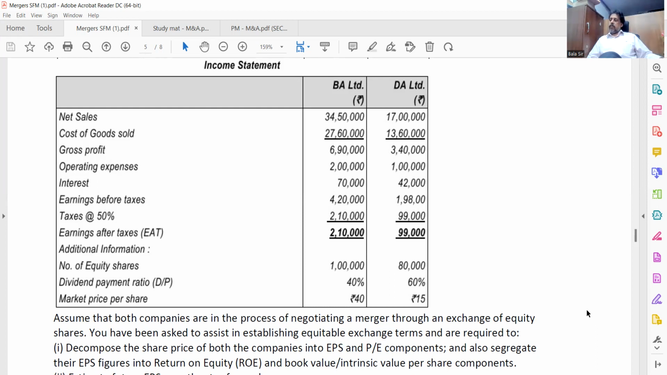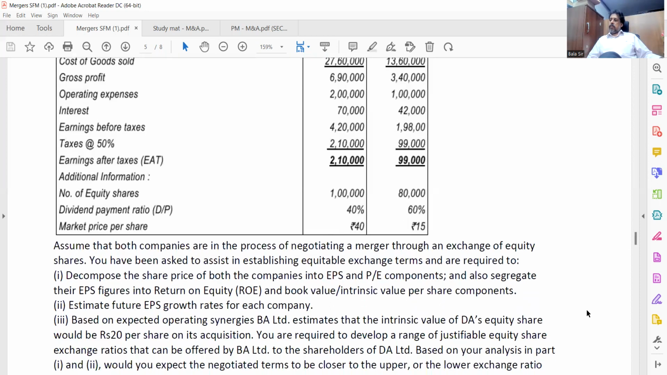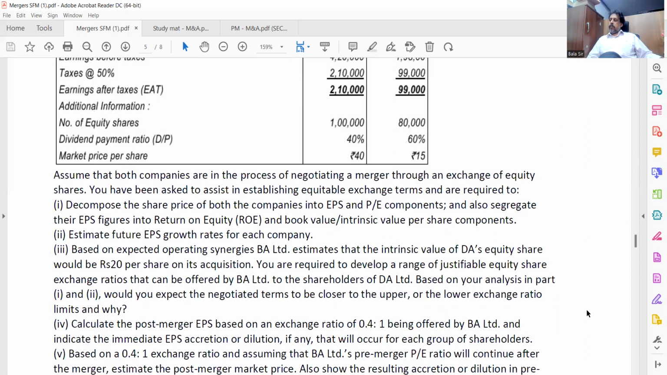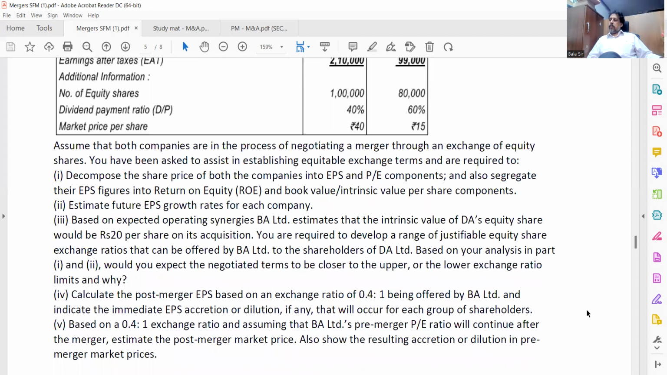Assume that both companies are in the process of negotiating a merger through an exchange of equity shares. You have been asked to assist in establishing equitable exchange terms and are required to: number 1, decompose the share price of both the companies into EPS and PE components, and also segregate their EPS figures into return on equity and book value or intrinsic value per share components. Okay, now wait. Let me take up each subdivision.